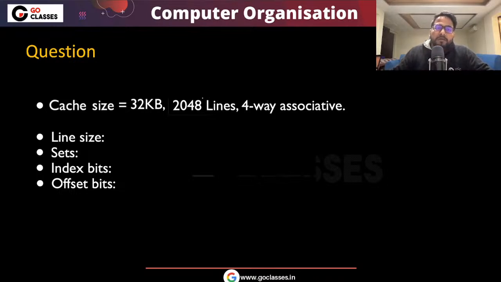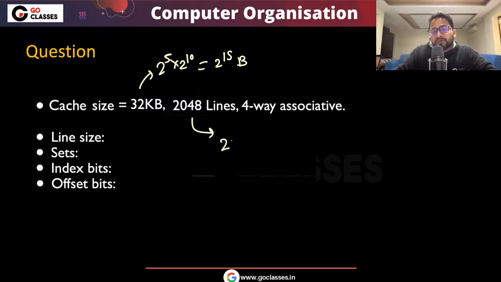Let's solve this question. Probably after this you will be very much habitual, and then we will be having the GATE questions. So what they're saying, cache size is given, which is 2 power 5 into 2 power 10, which is 2 power 15 bytes. And number of lines are also given, which is 2 power 10 is 1024, 2 power 11 is 2048, right? So this is 2 power 11. So number of lines are there. Can you tell me number of sets?